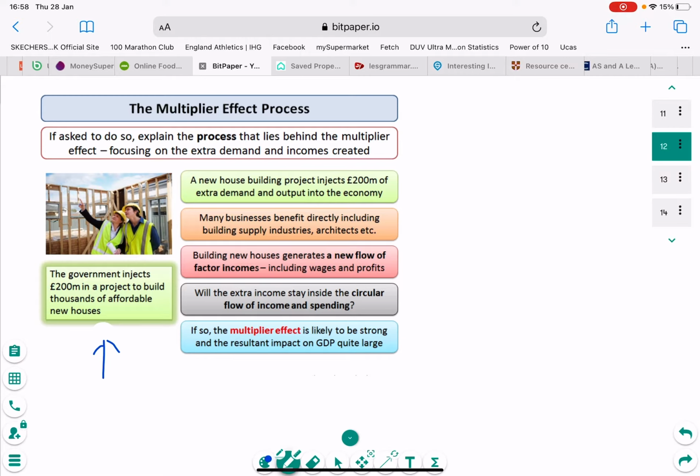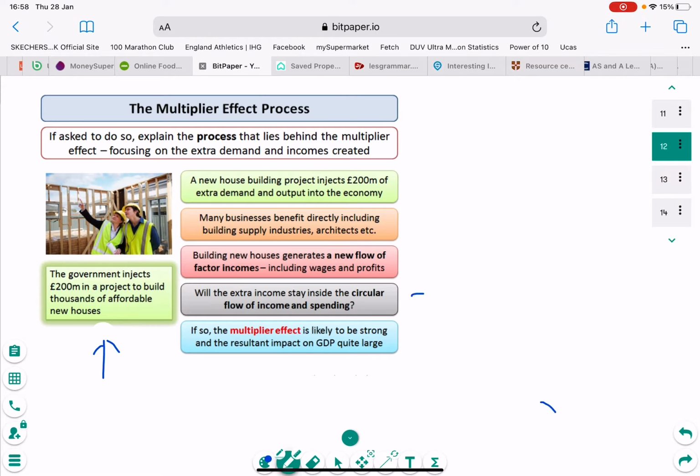So those people are going to spend perhaps in their local economy, and that becomes increased income for other people, and so on. So what happens is the increased injection from government spending is going to lead to increased income, not just for the builders, but people further down the line as well.